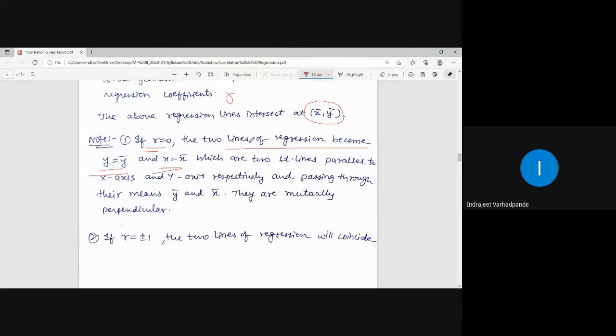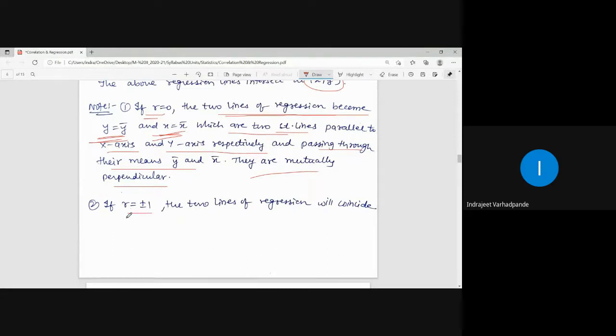So when r is equal to 0, the two lines of regression become y equal to y bar and x equal to x bar, which are two straight lines parallel to the x axis and y axis respectively, passing through their means y bar and x bar. So when r is equal to 0, the lines are parallel to the x axis and y axis, passing through their means, and they are mutually perpendicular. So in general, when r is equal to 0, what is the nature of the regression lines? They are perpendicular to each other.